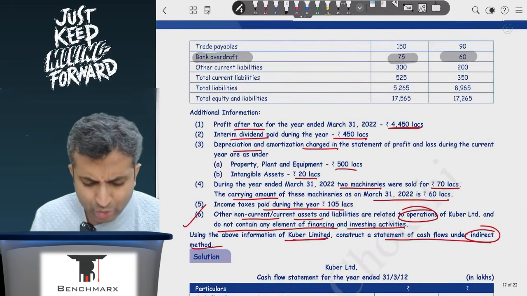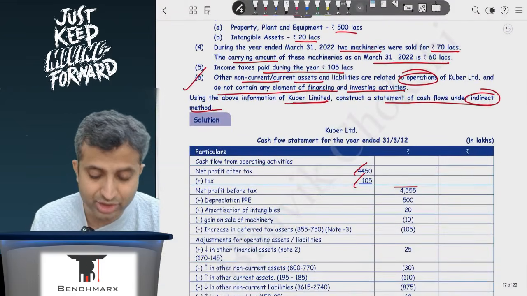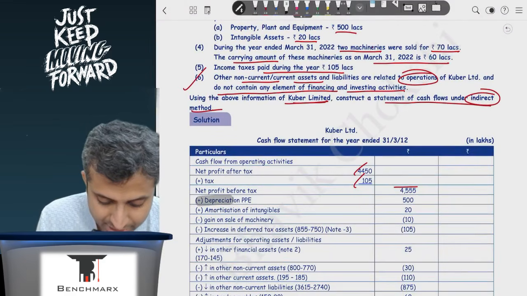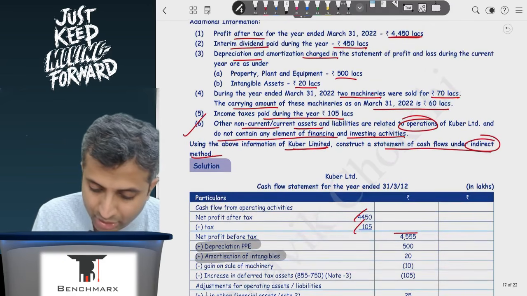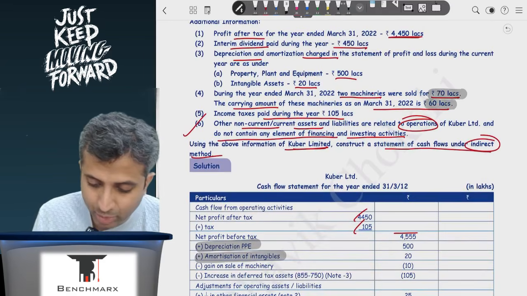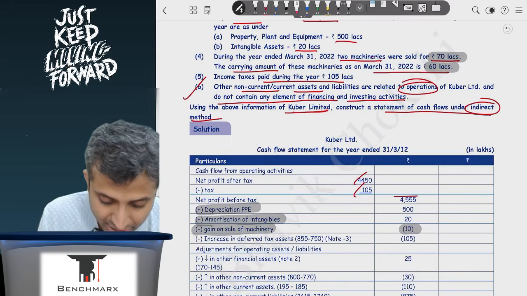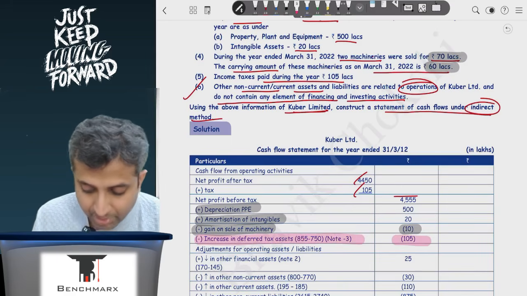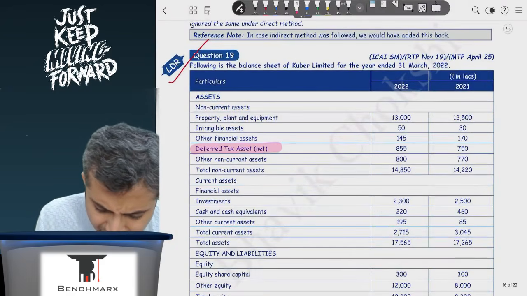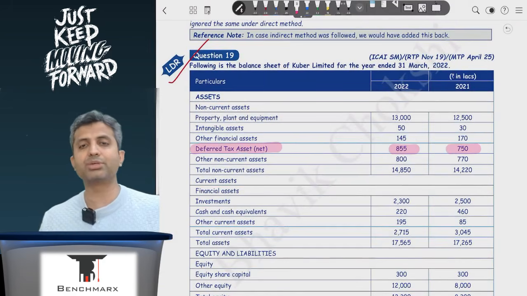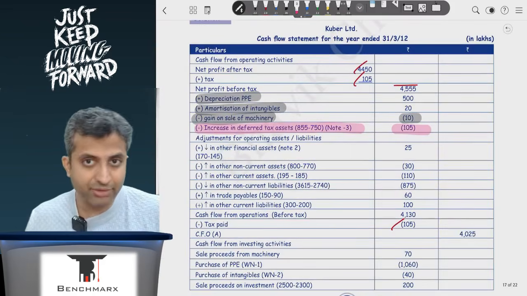Next, when you go to the workings one after the other, you will look at the items, and whatever is non-cash, non-operating, you will add back, like depreciation, amortization. You will try to find a gain or loss on machinery, like during the year 2 machines were sold for 70, carrying amount was 60, so 10 would be the gain that you will reverse. And then highlight this, there is an increase in deferred tax asset. Remember, deferred tax asset is non-cash in nature, so when I do the changes one by one, I see a deferred tax asset, this changes, your entry must be deferred tax asset account debit to P&L, so this is a non-cash item, and as a result you will reverse it.